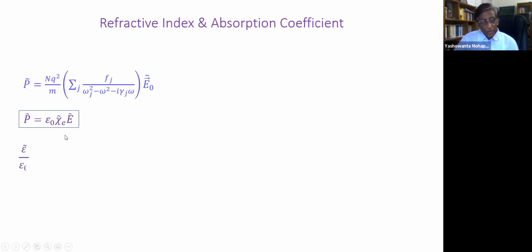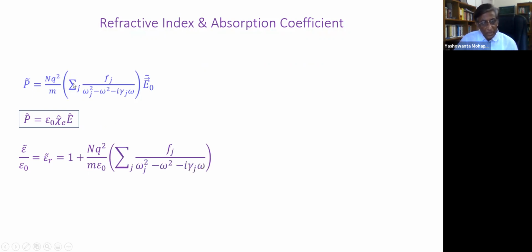I can now write down my epsilon r, the relative permittivity. I have also made the relative permittivity complex. That is 1 plus the susceptibility, P divided by E and epsilon naught, so 1 plus chi E. This is really chi E, a complex chi E, and it's complex because of these factors. That is my relative permittivity now.